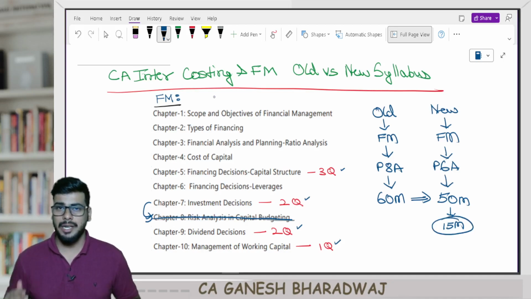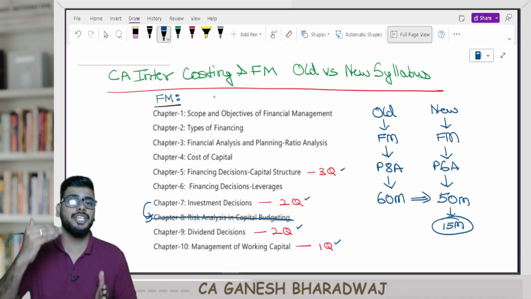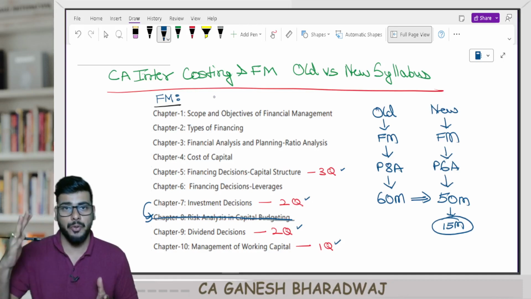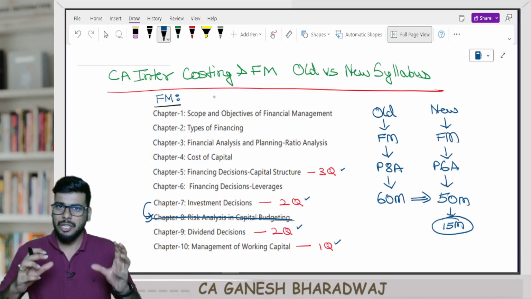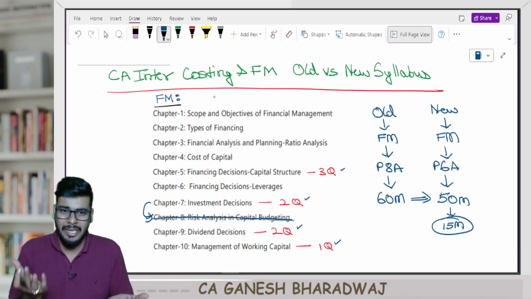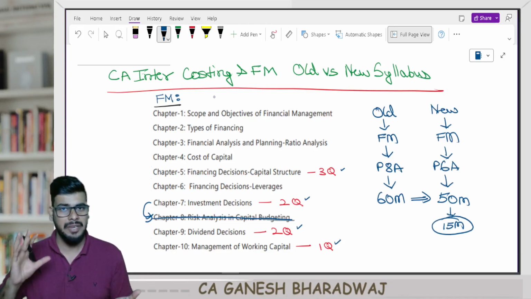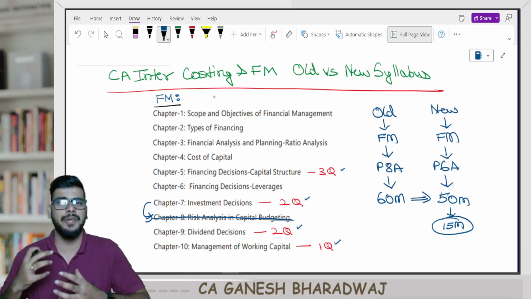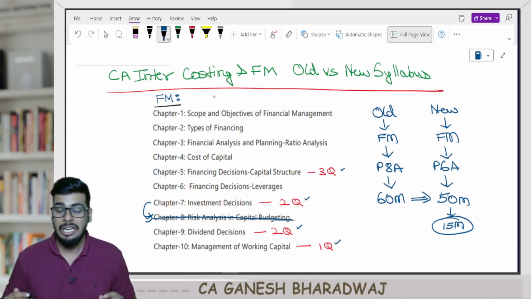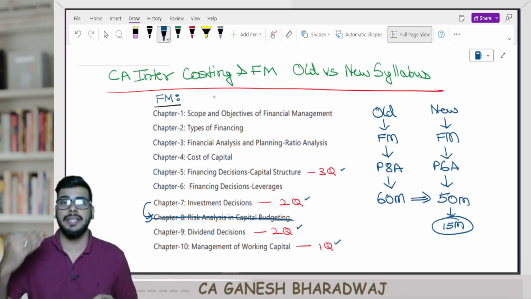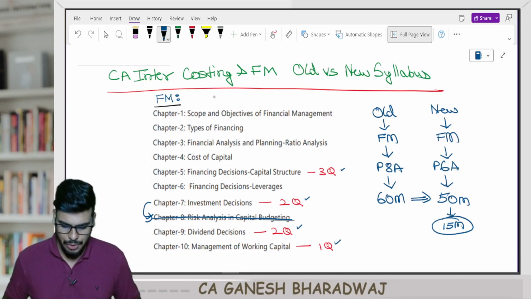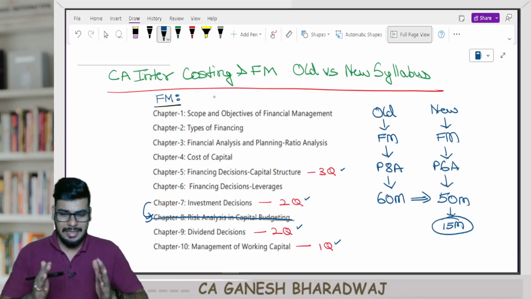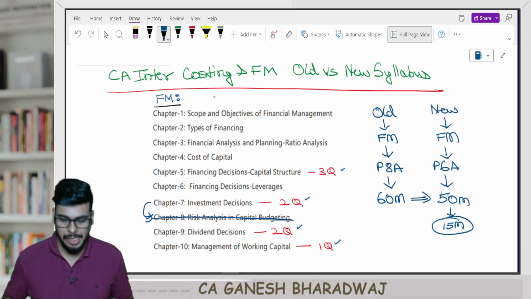So basically now the institute has shifted its approach from a more descriptive pattern to approximately 70% of the paper being descriptive and 30% of the paper on an MCQ based pattern. So now the conceptual testing will be much higher than what it was before. Are you clear with this? So these are the technical changes in financial management.